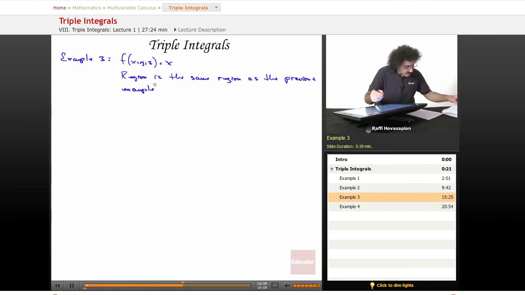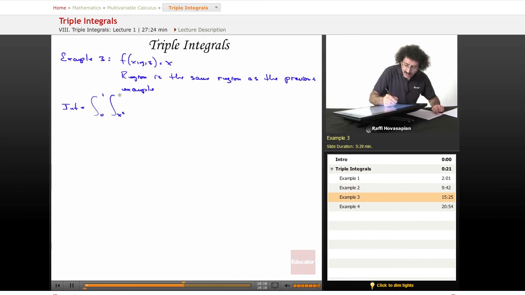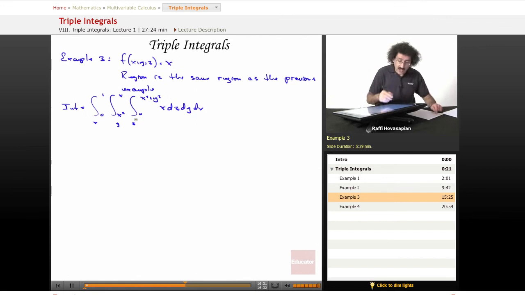Okay. So our integral is going to look like this. It's going to be from 0 to 1, and it's going to be from x squared to x, and it's going to be from 0 to x squared plus y squared, and this time it's just x, and again we're going dz, dy, dx because we did x, y, z, moving from inside out. Okay, let's go ahead and deal with the first integral here.